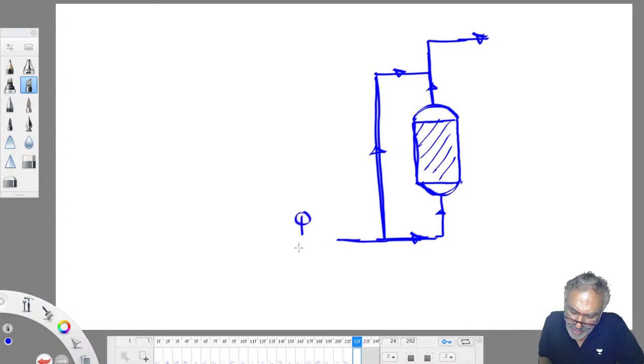Here Q is the amount of water. This is Cn, or let us assume C1. It is 420 milligram per liter. Some water we take like this: Q1 amount of water is taken with C1 concentration, and Q2 amount of water is passed through the ion exchanger with concentration C1.